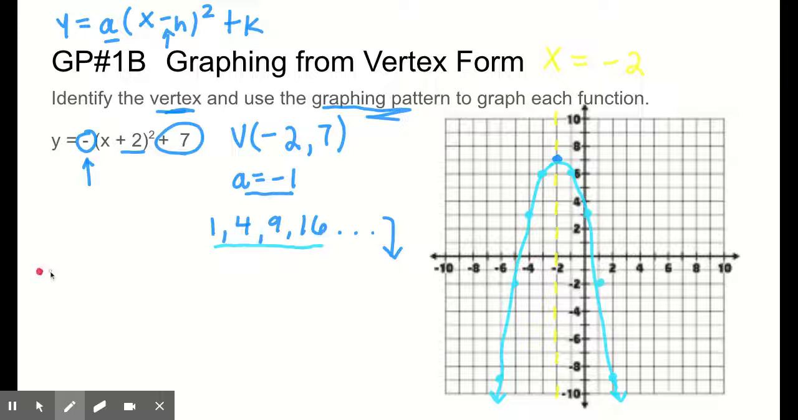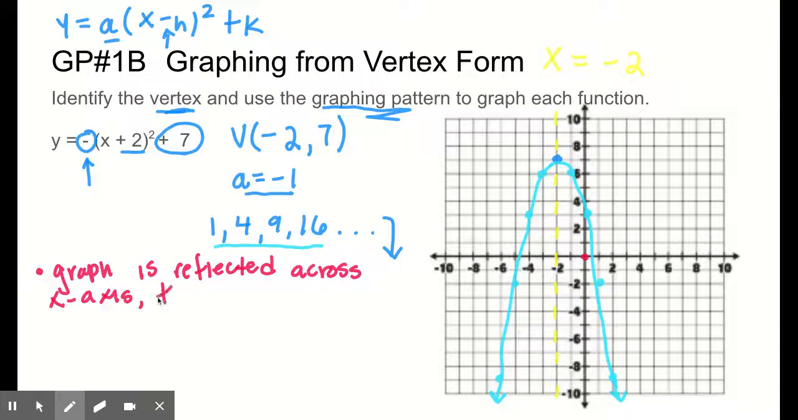All right, so now we want to talk about how this graph has transformed from the parent function. How does this graph differ from the parent function? So remember, our vertex is here. But first thing we can notice is that this is upside down, which means that this graph has been reflected across the x-axis. Then it has been translated to the left 2 and up 7.